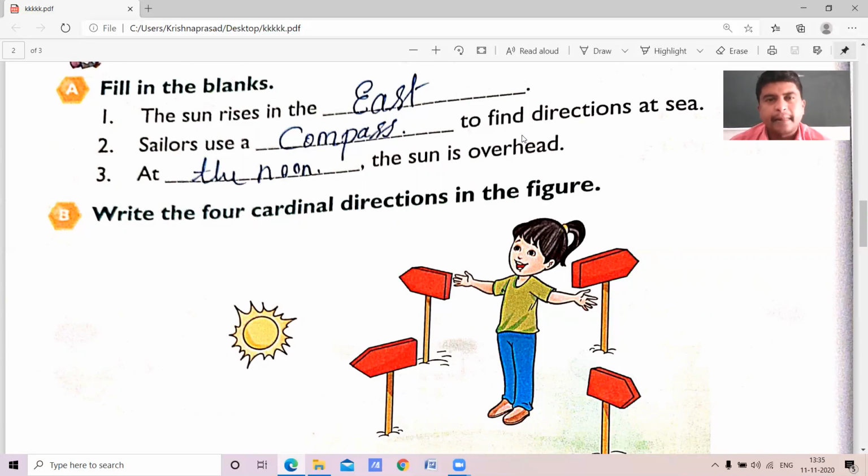Third one. At dash, the sun is overhead. Morning, the sun is always in front of you.